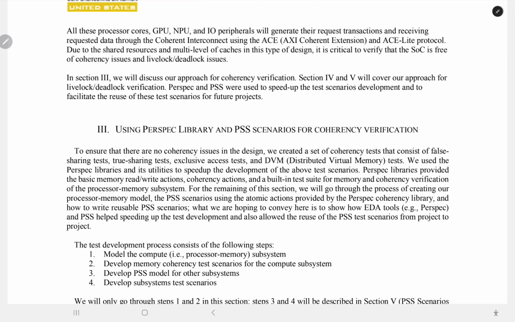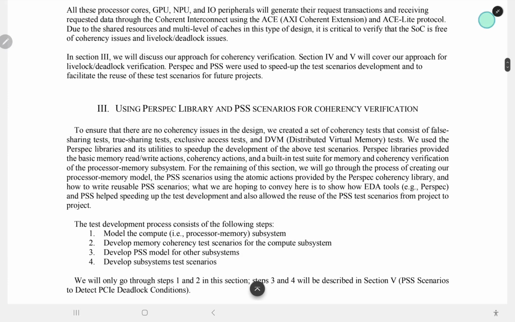3. Using Perspec library and PSS scenarios for coherency verification. To ensure that there are no coherency issues in the design, we created a set of coherency tests consisting of the false sharing test, true sharing test, exclusive access test, and the DVM, distributed virtual memory, test. We use the Perspec library and its utilities to speed up the development of the above test scenarios.